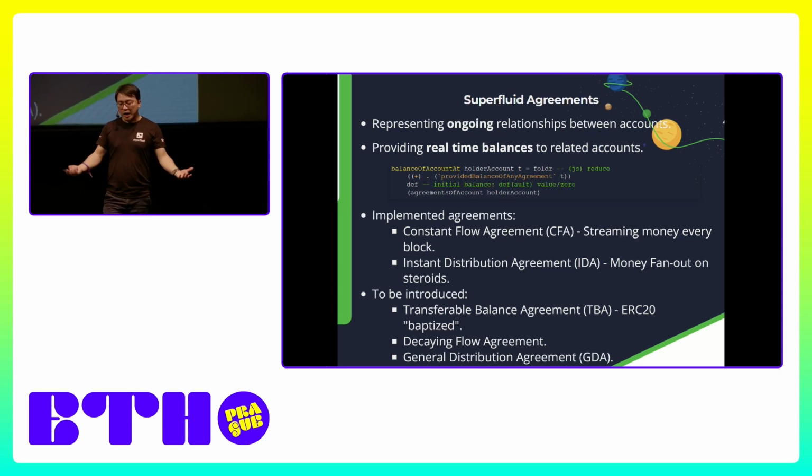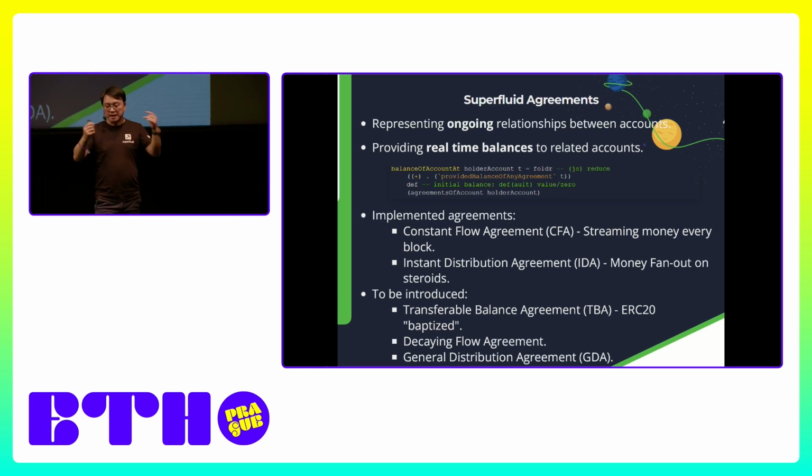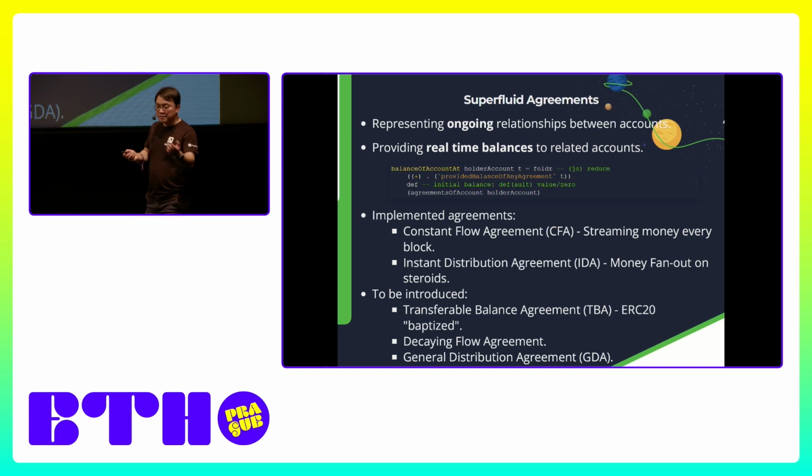And the way to calculate how much balance you have in your account is to aggregate all those agreements and their balance amounts. In JavaScript, it would be like reducing all the balances provided by a list of agreements and summing it up in the end, right? So the implemented agreements in our case: the first one, I talked about money streaming. That's the most common, most popular one. That's the constant flow agreement. It's streaming money every second, every block, from one account to the other.